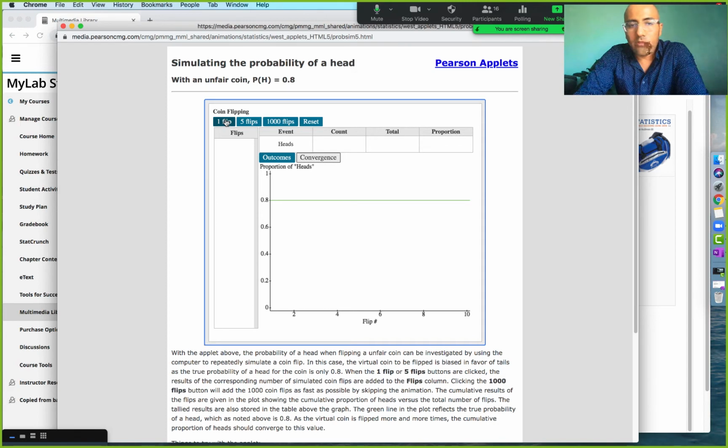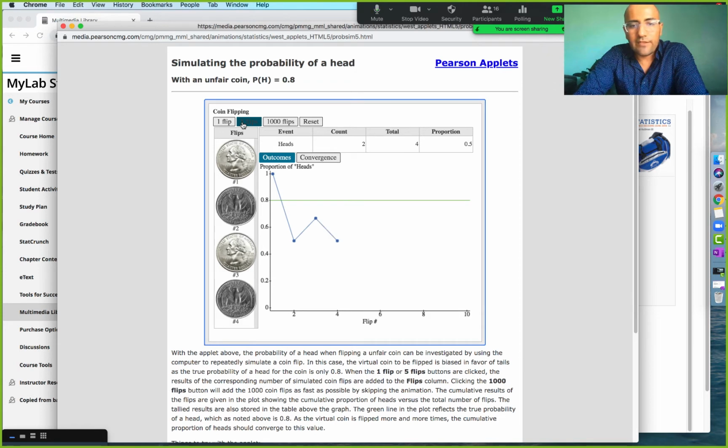Now with one flip, in the short term, there's uncertainty. One flip, okay, we got a heads. Two flips, okay, we got a tails. So see, it's kind of dancing all over the place, above the green line, below the green line. But if I keep going, eventually the blue line is going to get pretty close to the green line. Right? After just a few flips, it's getting closer and closer.